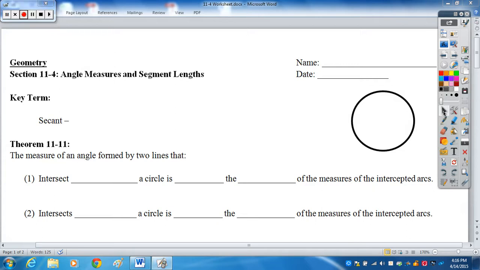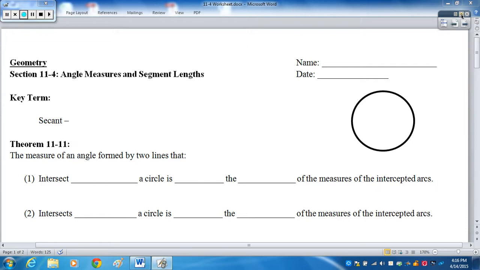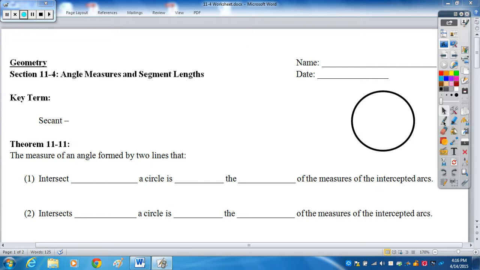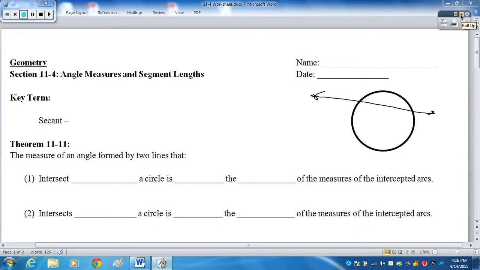So just go ahead and copy this down on your paper. A secant is any line that intersects a circle at two points. If I draw a line here that crosses that circle, that's a secant. We call that a secant line, and this one will be considered a secant ray. Obviously, you know why line versus ray. We've talked about that since the beginning of the year.